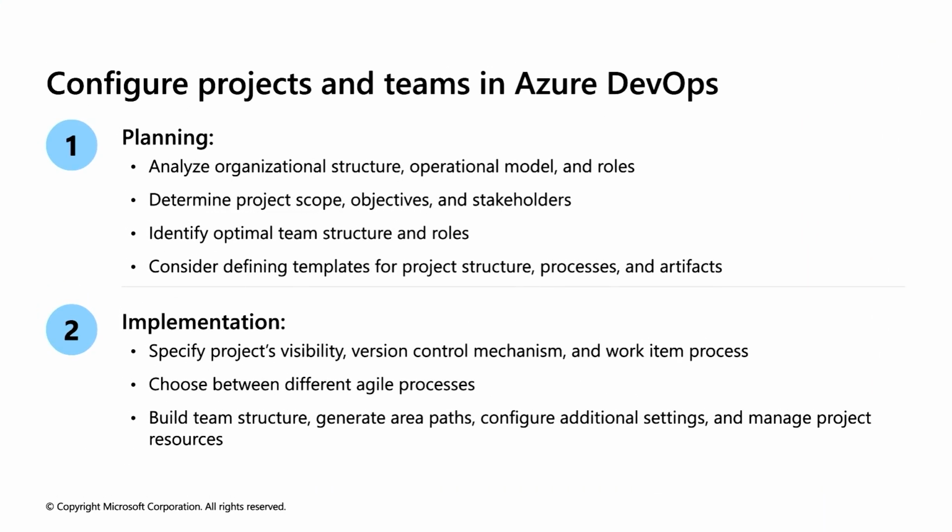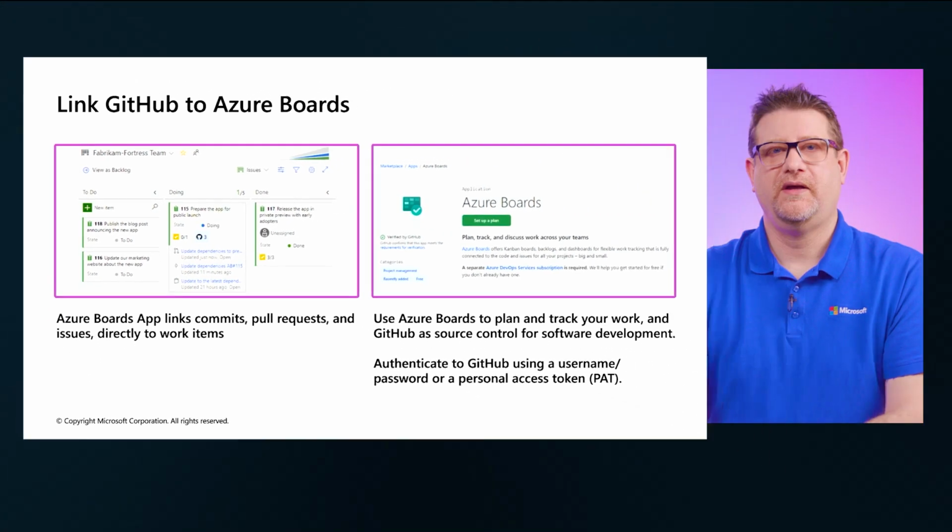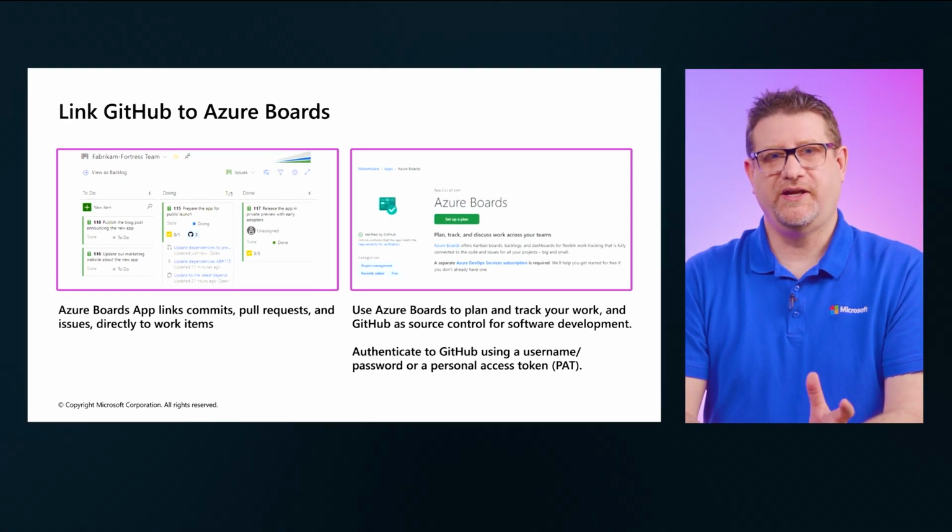The implementation phase focuses on specifying project visibility, selecting a version control mechanism, and choosing the appropriate work item process. Teams build their structure, generate area paths, configure additional settings, and manage project resources. By carefully planning and implementing these elements, organizations can create agile, well-organized teams that are equipped to deliver successful DevOps projects. Azure Boards can be integrated with GitHub to enhance project tracking and collaboration.